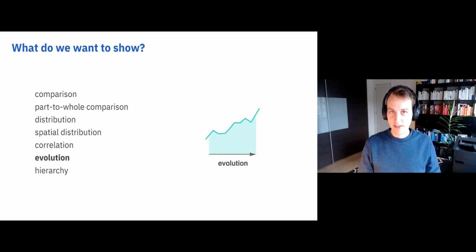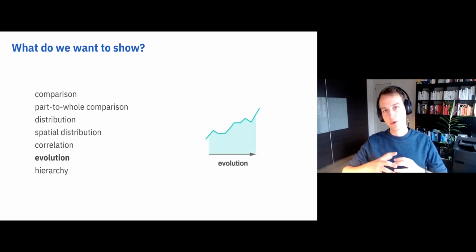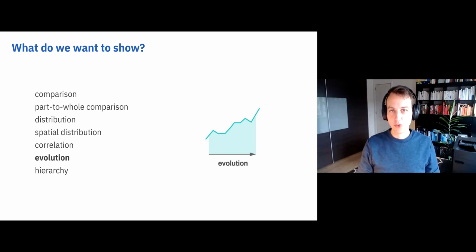If one of those dimensions is time, then we are typically going to put that on the horizontal axis. Makes the most sense for most people. And then we're looking at line charts in order to show an evolution.